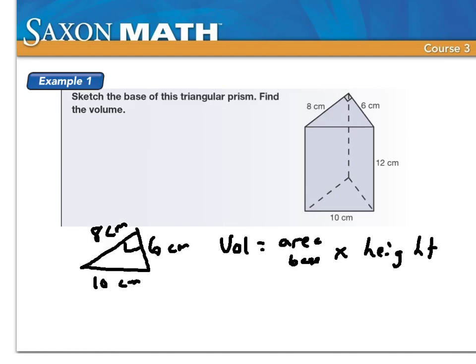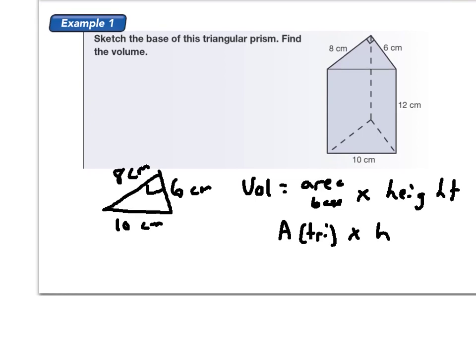For the area of the base, I have to find the area of this triangle, times the height. That's how we're going to find the volume. To find the area of the triangle, I know that formula is 1/2 times the base of the triangle times the height of the triangle. That's why they had us sketch this over here, so we can see what those are. The base and the height of a right triangle are always the ones that make the right angle. So the base is 6 and the height is 8.